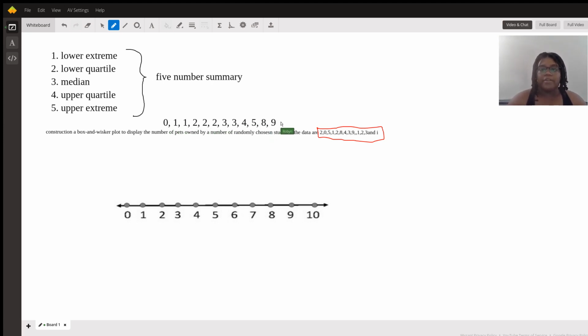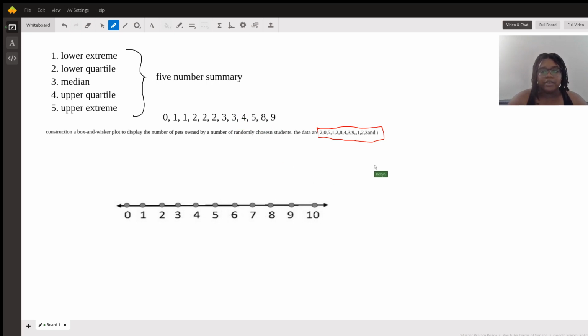Now, I always like to go back and count to make sure that once I put them in order, my ordered data set has the same number of values as the original. So here we've got 1, 2, 3, 4, 5, 6, 7, 8, 9, 10, 11, 12. 1, 2, 3, 4, 5, 6, 7, 8, 9, 10, 11, 12. So we know that we have all of the data that we need.